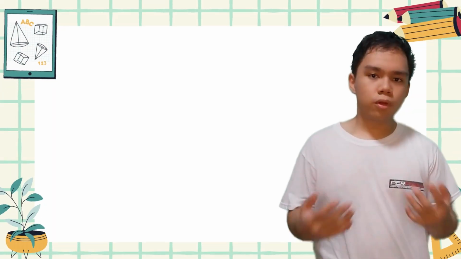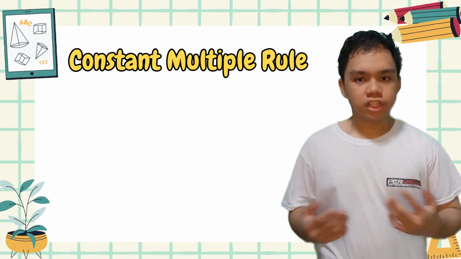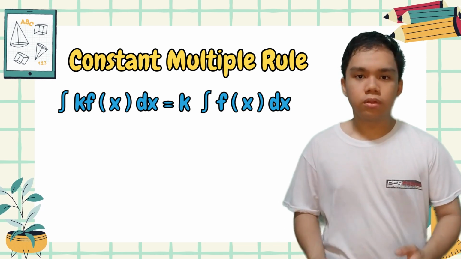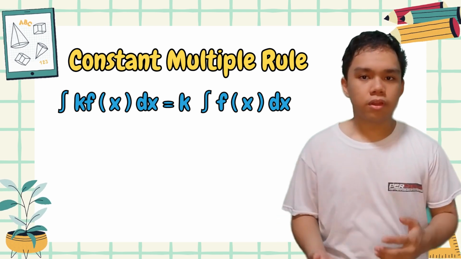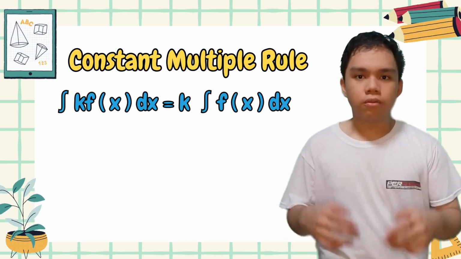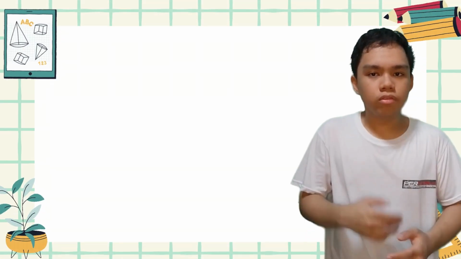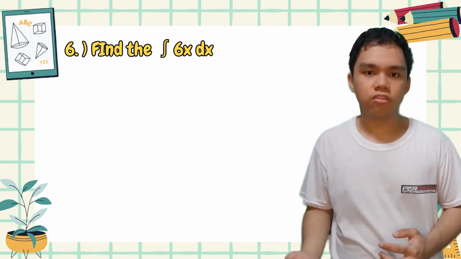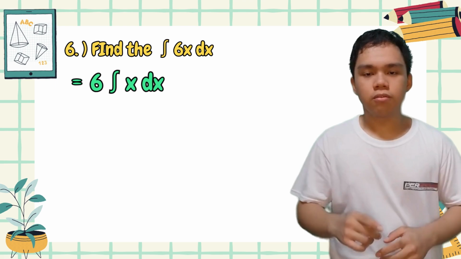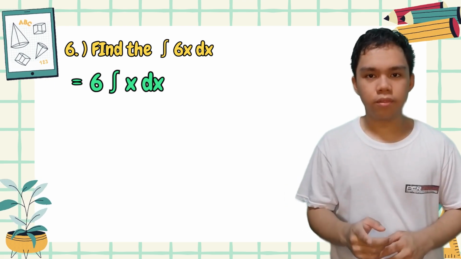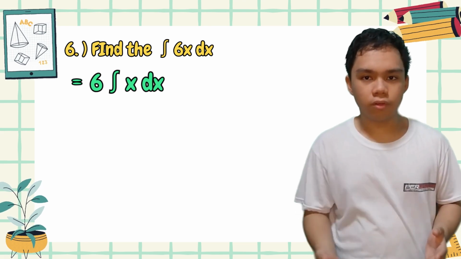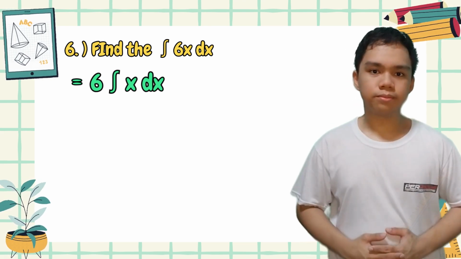And finally, the fourth rule is the constant multiple rule, which states that the indefinite integral of a constant k multiplied to a function is equal to the constant k multiplied to the indefinite integral of a function. In other words, the constant k can be factored out from the integral. For example, you want to integrate 6x with respect to x. Before you can integrate, you can separate the constant multiplier 6 from the integral of x dx in application of the constant multiple rule. Afterwards, you can now integrate x with respect to x.